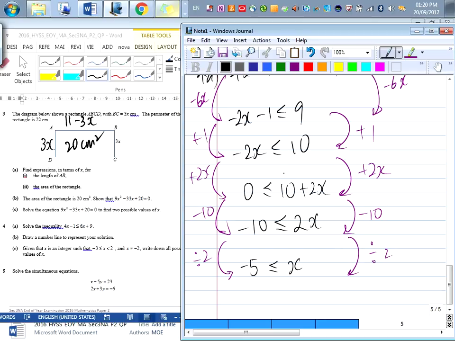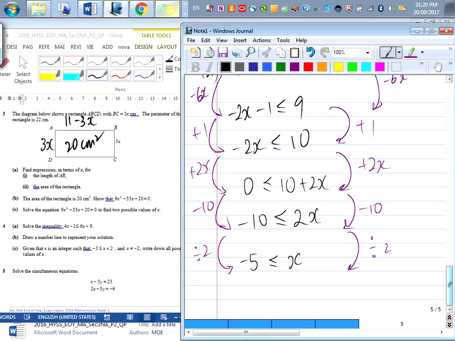Which step are you referring to? Are you referring to this step? Why? Because I didn't change the sign. There's no reason to change the sign. Everything else stays the same. What did I do? I added 1 on both sides. So negative 1 plus 1 is 0. 9 plus 1 is 10. The rest stays the same.